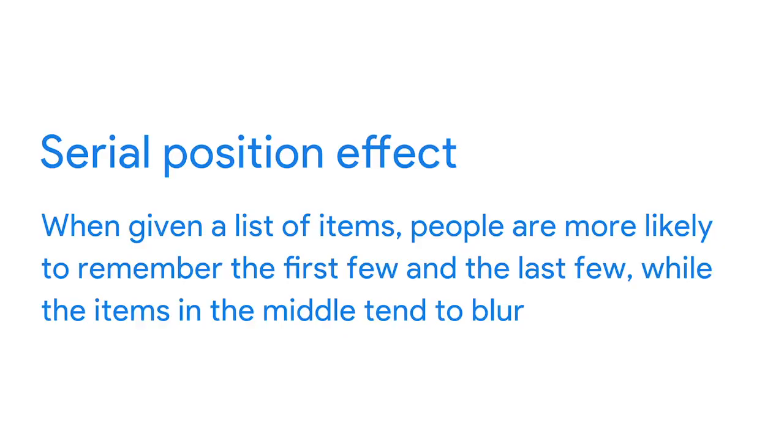Another bias you may have during a usability study is serial position effect. Serial position effect is a psychological bias that states that when given a list of items, people are more likely to remember the first few and the last few, while the items in the middle tend to blur. Be aware that when you're interviewing or watching participants, the first and last things they reveal might stand out to you more than the feedback in the middle because of the serial position effect. Similarly, your participants might experience the serial position effect. If you give participants a list of instructions, they're more likely to remember the first and the last items on the list.